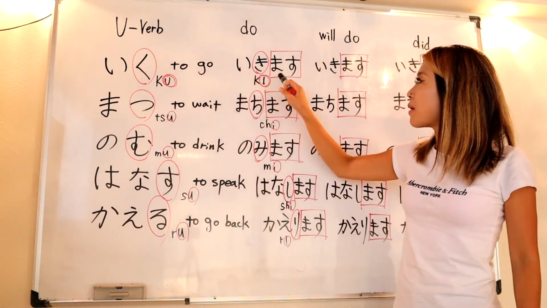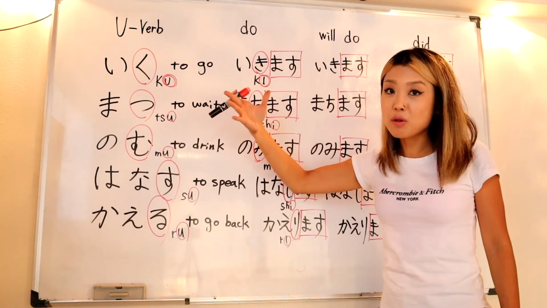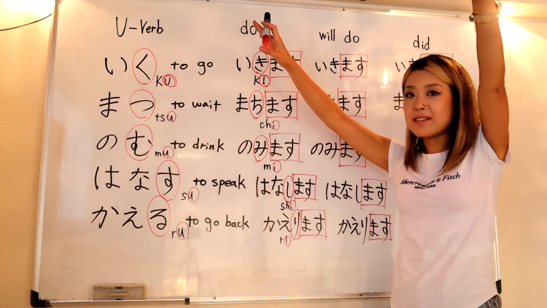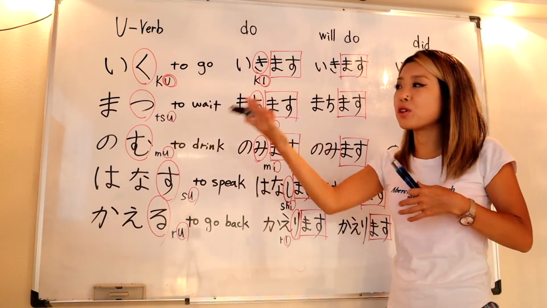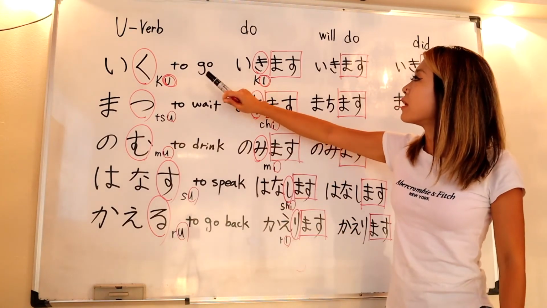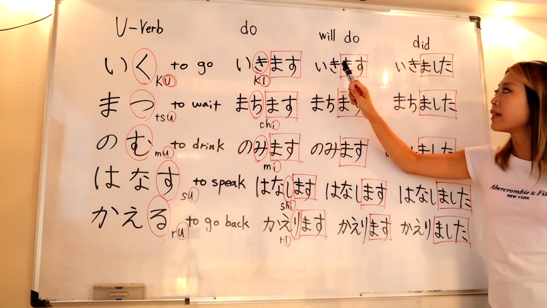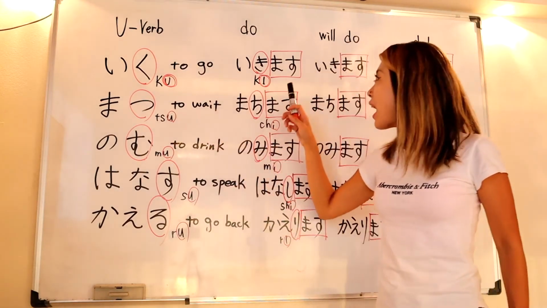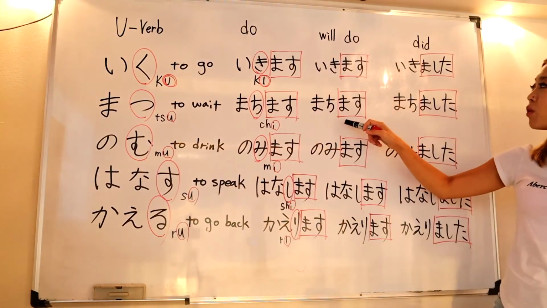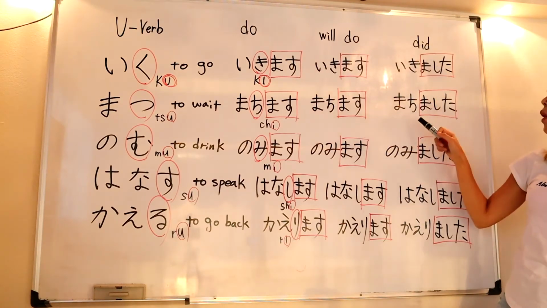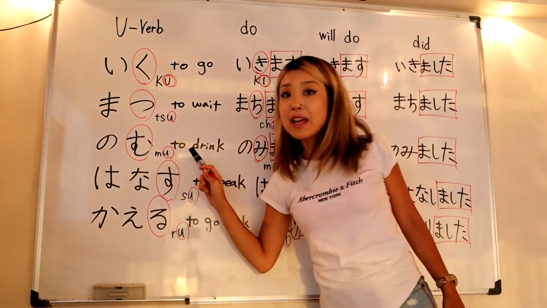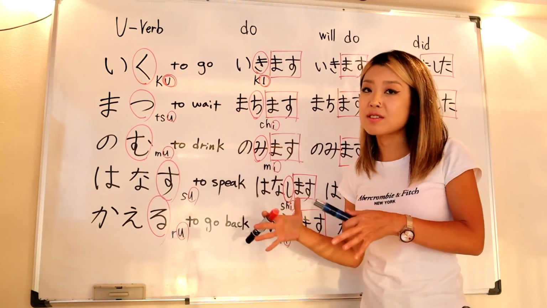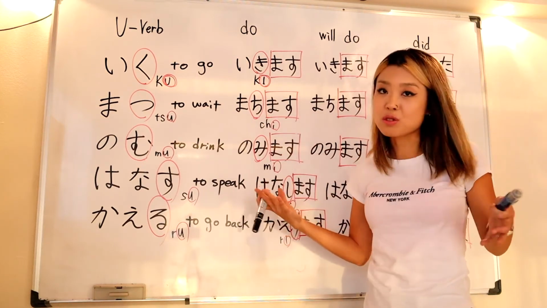I go is ikimasu, or she goes, or he goes, everything is the same, okay? For everyone. These verbs are for everyone, not only I or you. So, I go, iku to ikimasu, I will go, ikimasu, I went, ikimashita. So, matsu, I wait, machimasu, I will wait, machimasu. And I waited, machimashita. And nomu, drink, okay? Nomimasu.